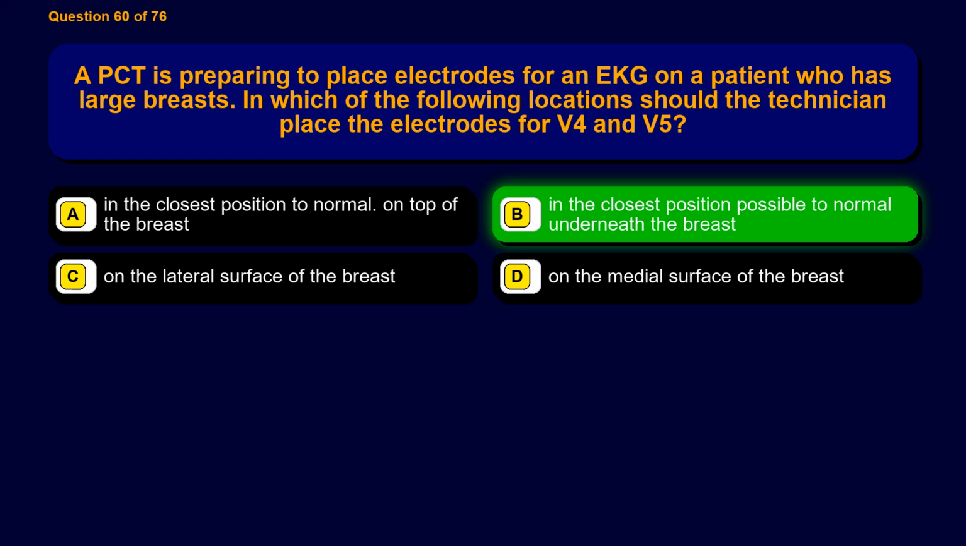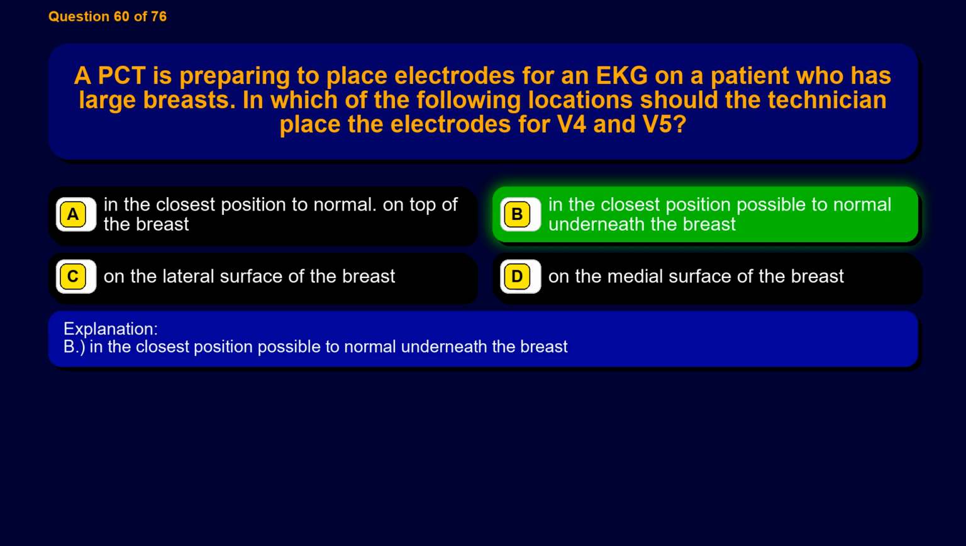The correct answer is option B, in the closest position possible to normal underneath the breast.